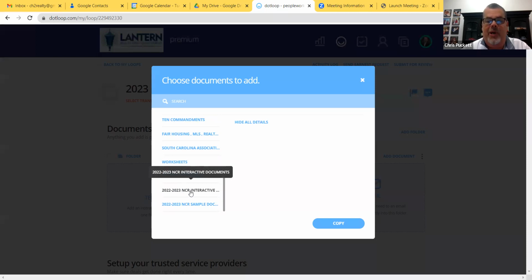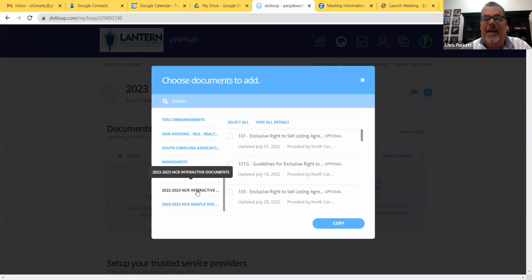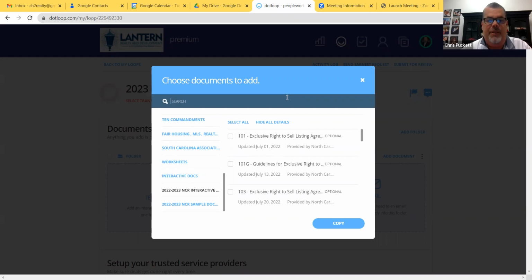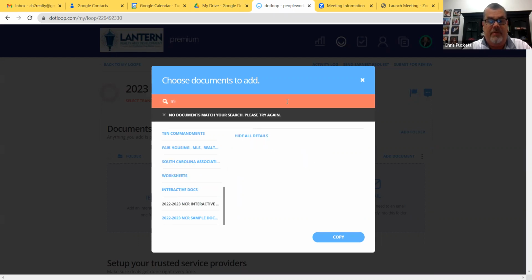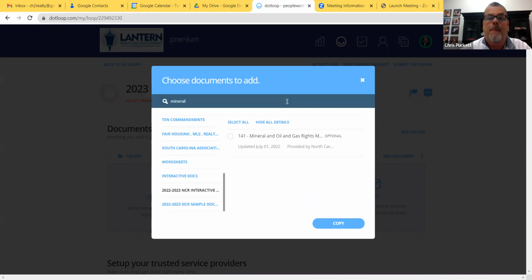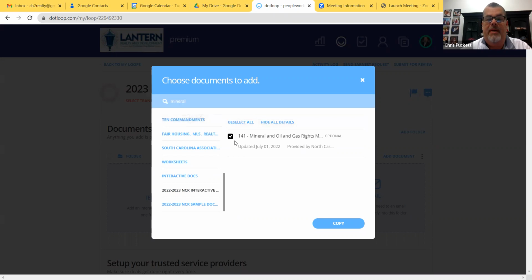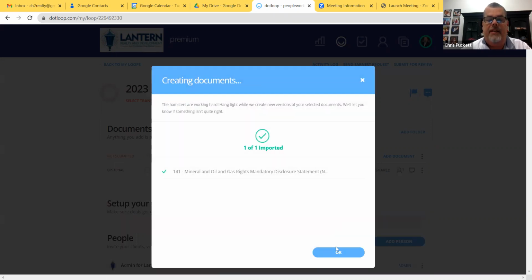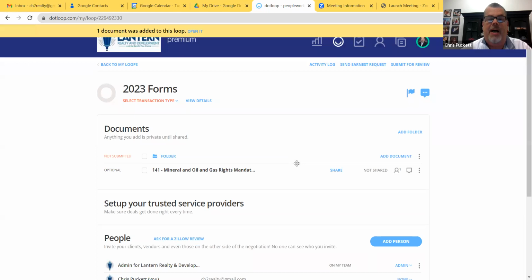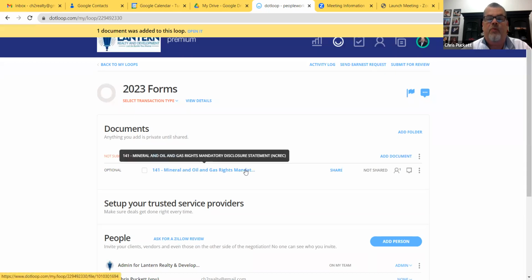2022-2023 NCAR interactive documents. Now, the way I use this, I don't scroll through these hundreds of documents. I use the search bar, and I know I'm looking for mineral oil and gas. All I'm going to type in is mineral, if I can spell correctly. Boom, there it is. Check it. Done. It is copied to my loop.